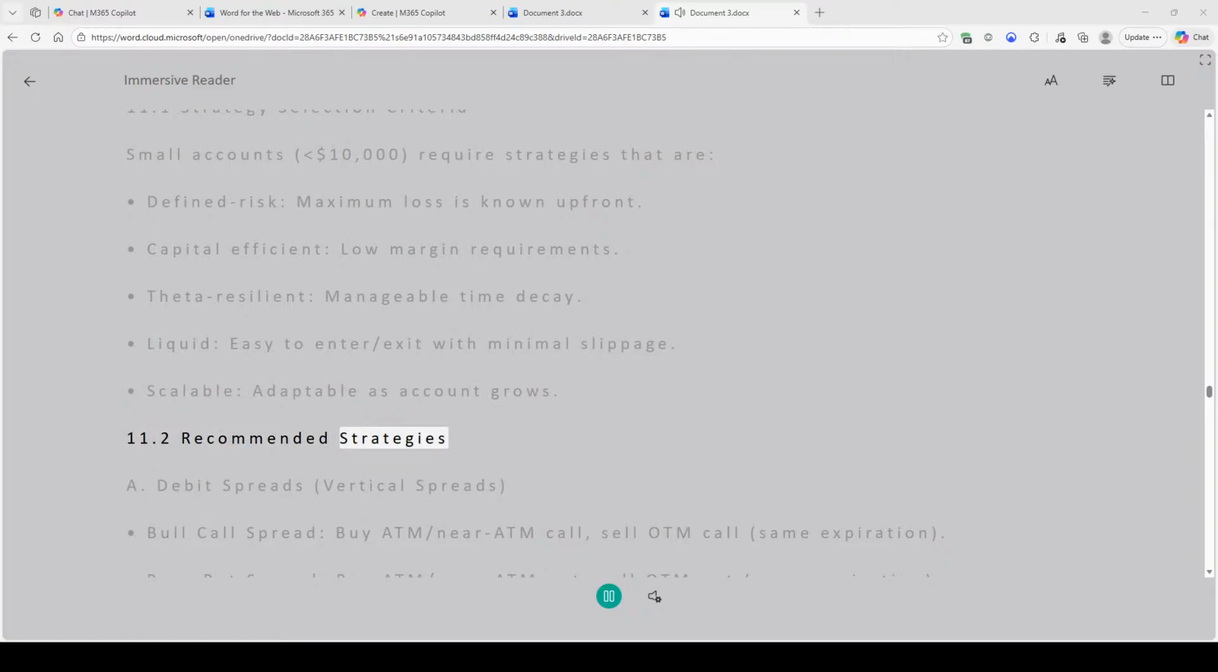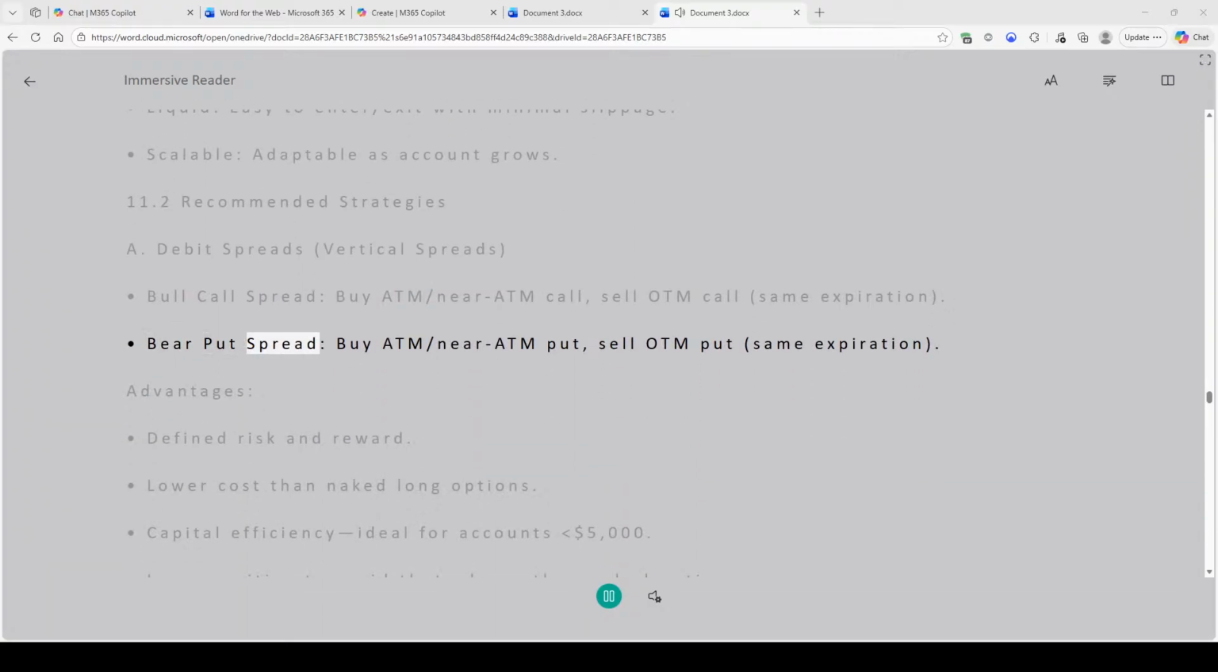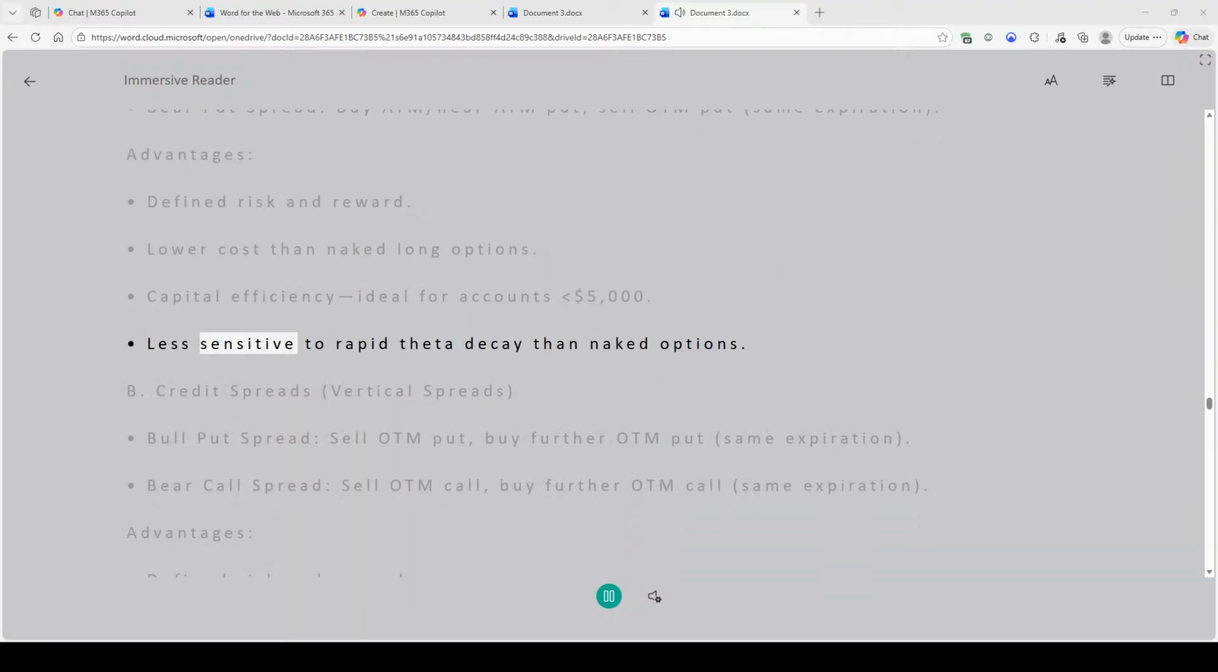11.2 Recommended strategies. A. Debit spreads, vertical spreads. Bull call spread, buy ATM/near ATM call, sell OTM call, same expiration. Bear put spread, buy ATM/near ATM put, sell OTM put, same expiration. Advantages. Defined risk and reward. Lower cost than naked long options. Capital efficiency, ideal for accounts less than $5,000. Less sensitive to rapid theta decay than naked options.